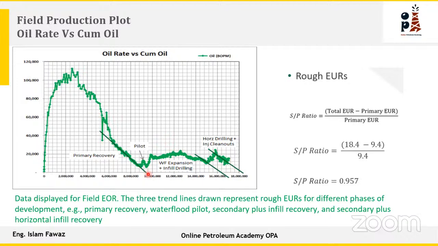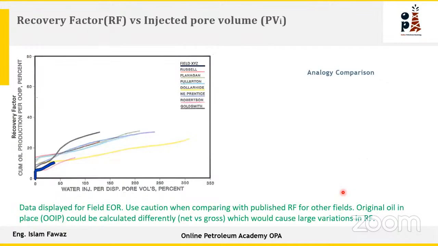From the primary recovery, we have 9.4. But due to the water injection, we get more benefit from the reservoir, and finally the EUR from the reservoir is about 19.4. So secondary divided by primary is about 0.957, or around 1, which means your flood, and this is a rough indication, your water flooding is showing a success for your reservoir. This is a rough estimation, just to know the contribution of water flooding to your reservoir.